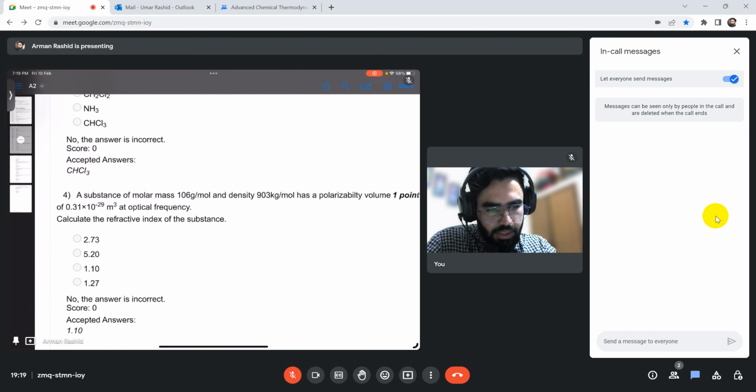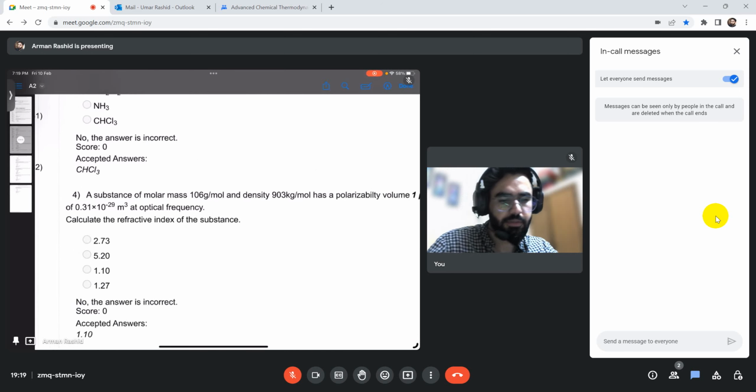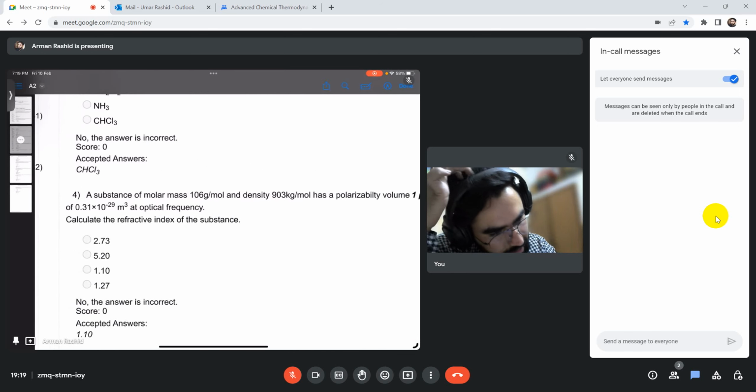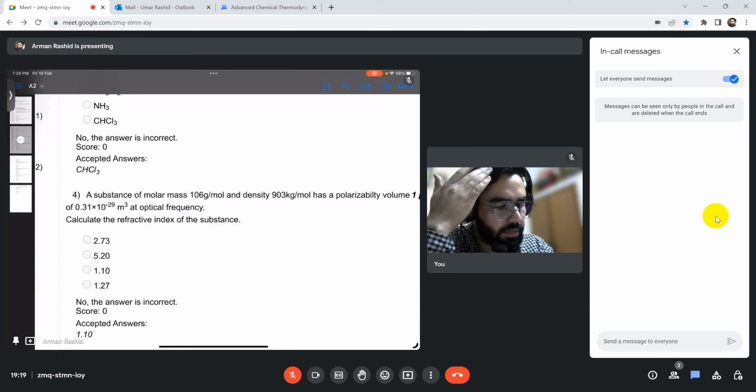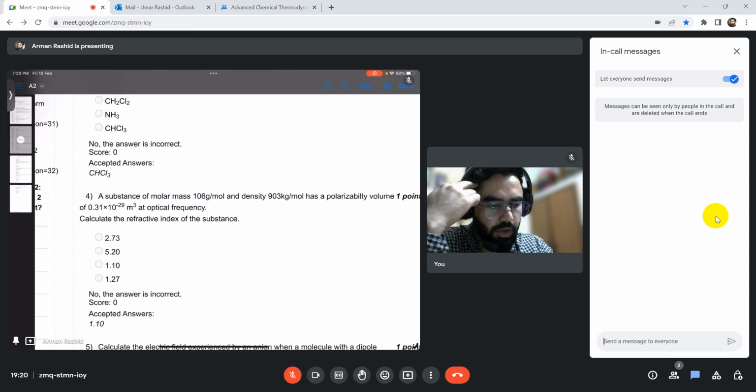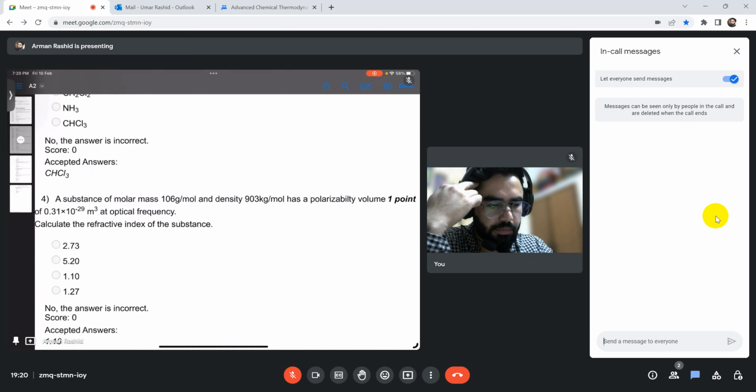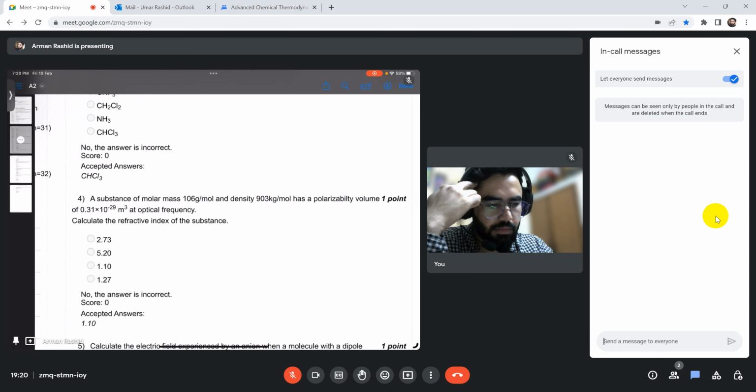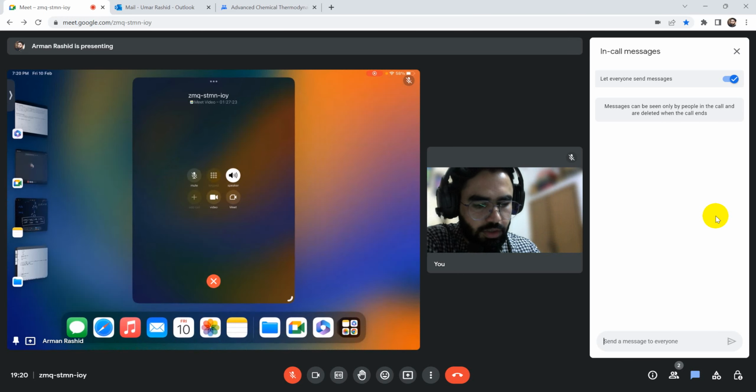Next we have a question. The molar mass is given as 106 grams per mole and the density is given. We have to determine the polarizability volume. The polarizability volume is given and we have to determine the refractive index. So we have to use the Clausius-Mossotti equation that I have already shown.